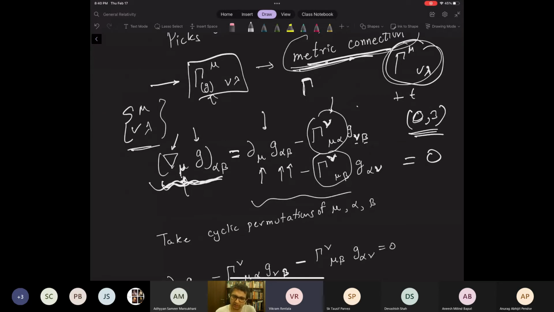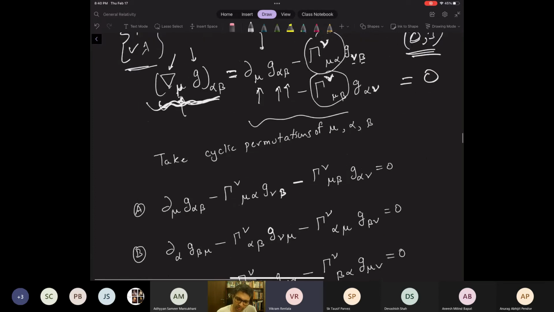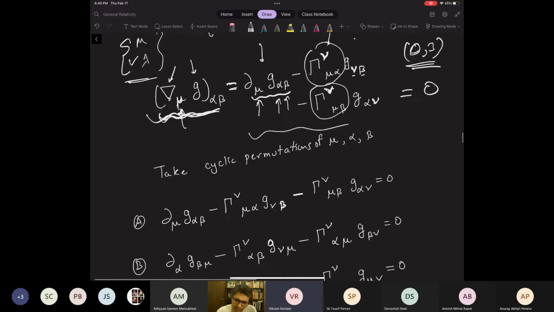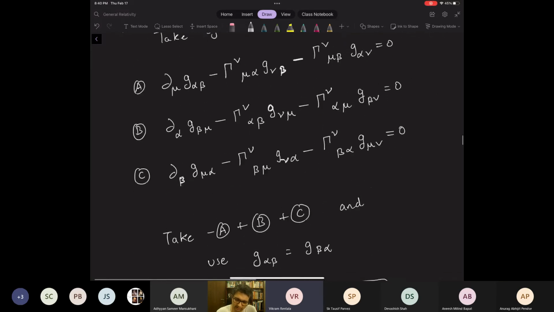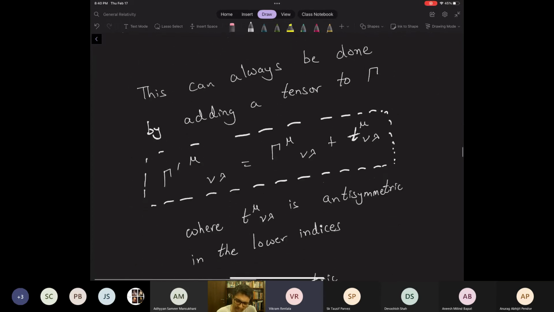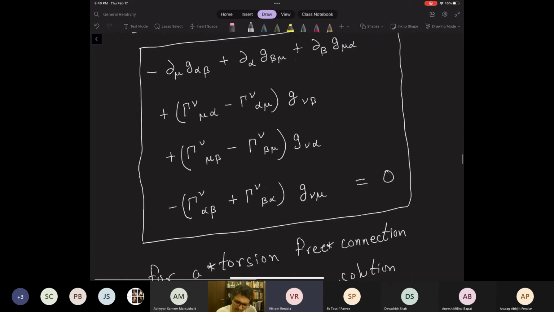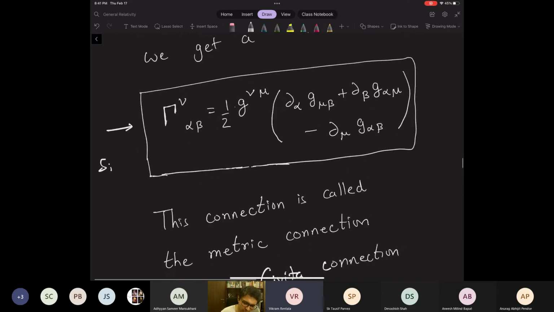Now again, I won't go through the math, and I'll leave this for you to go through. What you do is take cyclic permutations of these, and then you form linear combinations of them in such a way that you can now solve for gamma. I'll leave the details, but essentially you solve for gamma.